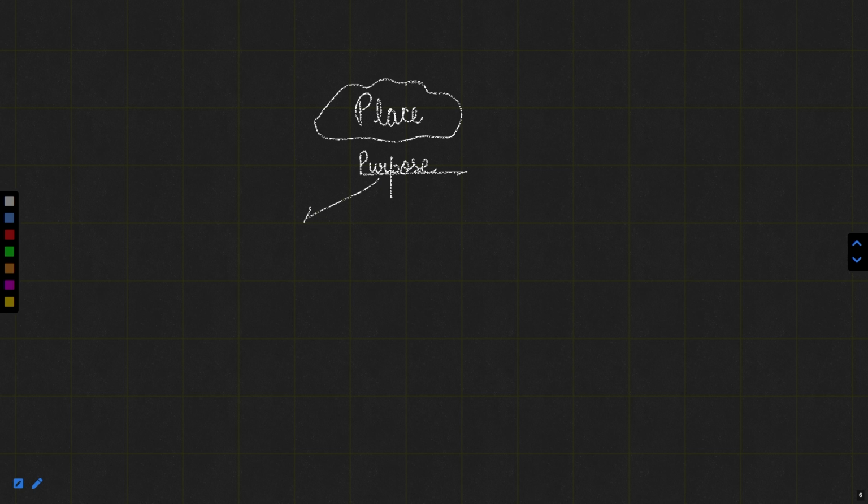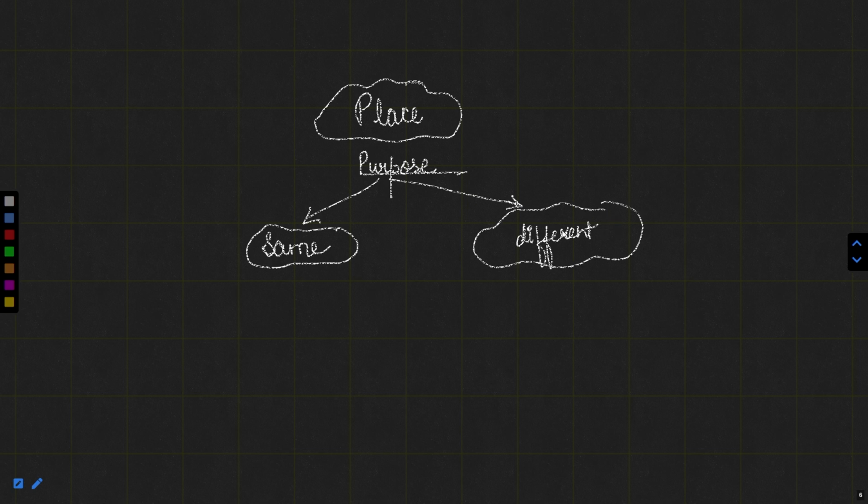Now, the purpose can be either same or different. Same means if we go to a place and the purpose that we want to go for there is same for which that particular place has been built or has been made, or maybe our purpose is different. That means the purpose that we are visiting that place for is different from the purpose for which that building has been built.